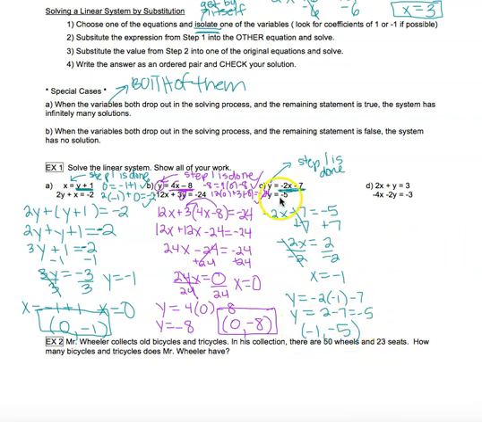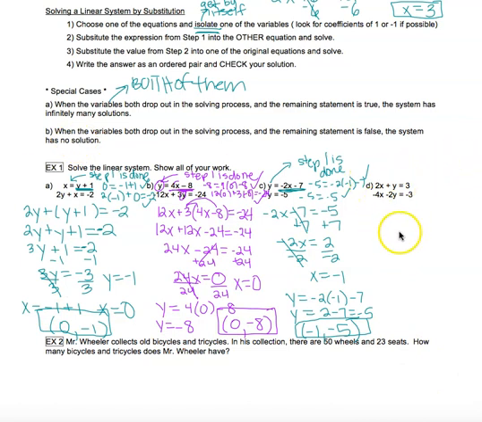So plugging into the bottom is easy. Negative 5 equals negative 5. That's definitely true. In the top, we have negative 5 equals negative 2 times negative 1 minus 7, which we know is true. 2 minus 7 is negative 5. So negative 1, negative 5 would be your ordered pair here. All right.